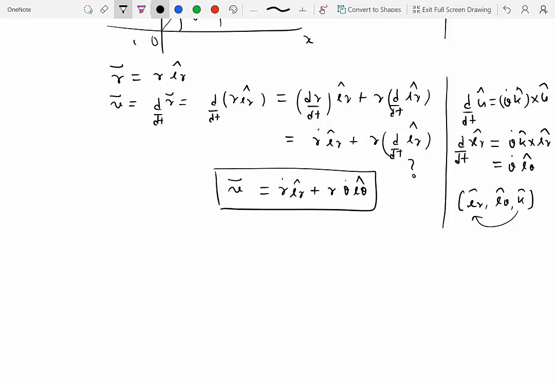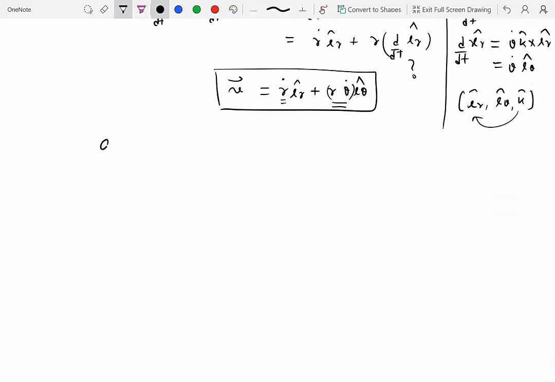So it has two components. It has r dot, which is the radial direction component, and it has r theta dot, which is the theta direction component. So that's how we get the velocity. What about acceleration? Let's get that as well. Acceleration is defined as dv over dt, and that would be d over dt of this whole expression, r dot er hat plus r theta dot e theta hat.